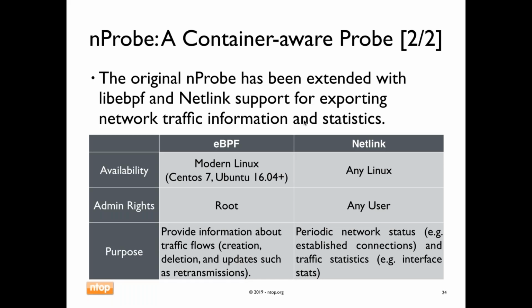So eBPF is promptly reporting a new communication or a failed communication, for instance when you're talking to a TCP port that is closed, and Netlink instead is reporting information about the number of bytes, the latency, the round trip time, this type of information that is currently present in the Linux kernel. So this allows us to have a probe that is very cheap in terms of resource usage.